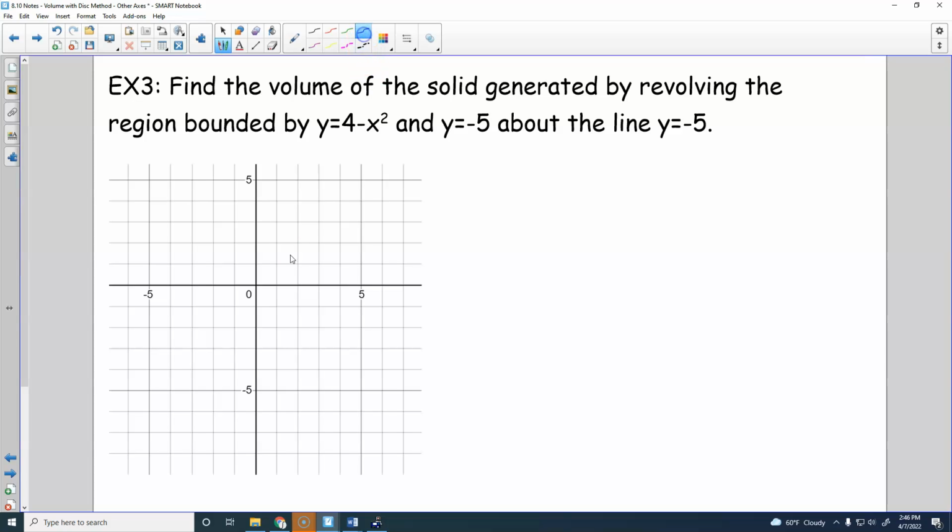Alright, so your quadratic's going to look like this. Your y equals -5 looks like this.